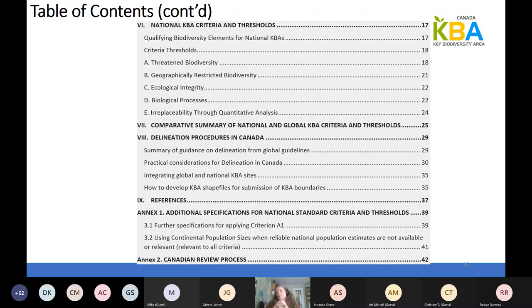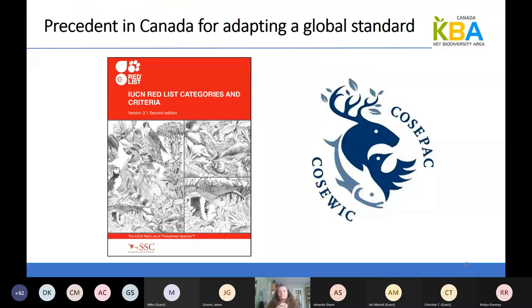We have a comparative summary of these. And then also a bit of a deep dive into the delineation procedures, because those are very important, both as practical considerations, but also for really understanding how these would occur, with local knowledge and people on the ground, which is absolutely critical. And then a bit of an annex with additional specifications that give a little bit more of a deep dive into some of the concepts that we look into in the body of the document.